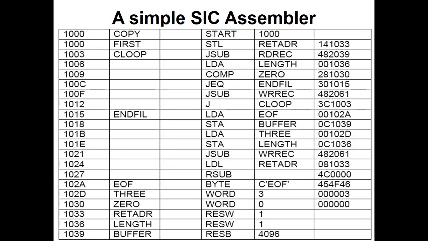Therefore, the first text record begins with the character T, followed by the beginning address. We have said it is 1,000, but we write that one using 6 digits. So we write 001,000, followed by the length of the record, which we have said is 1E. And then that is followed by the instructions, which we said we begin from 14, 10, 33, 48, 20, 39, and you go on writing until you stop at what? 0010(2D). Okay, so that is the first text record.